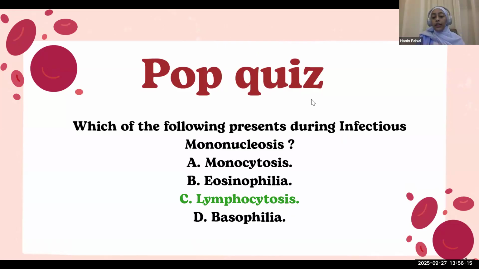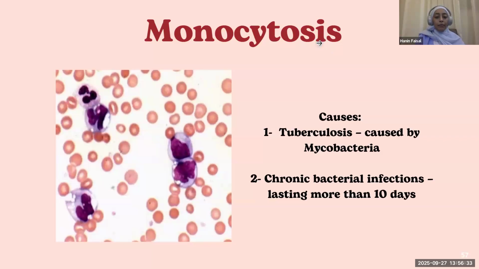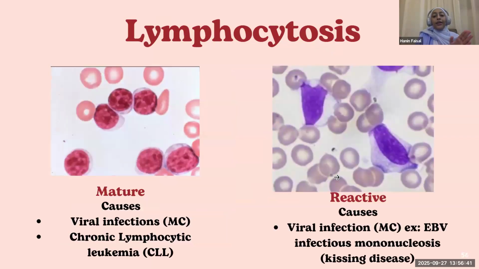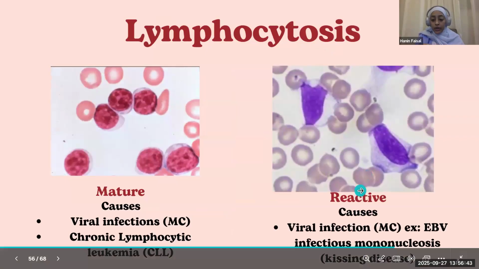And do you remember what was the virus that caused it? What virus exactly? Let me go back to the slide and explain it again. Cytosis basically means an increase in number. Monocytosis means you're increasing the number of monocytes, and it can be caused by tuberculosis and chronic bacteria. For lymphocytosis, the reactive one, which was just the question, it's going to be increased in infectious mononucleosis, which is caused by EBV, the Epstein-Barr virus.